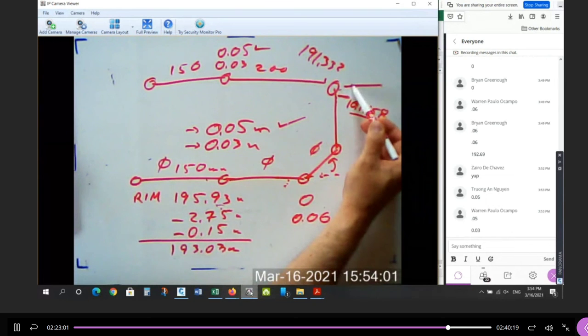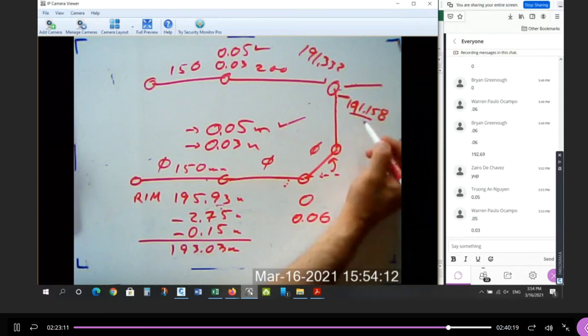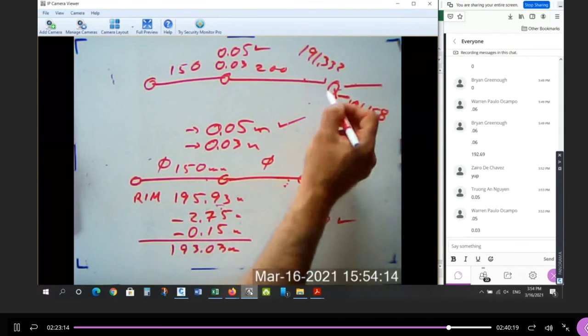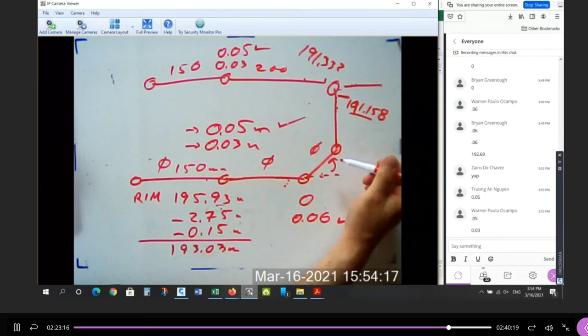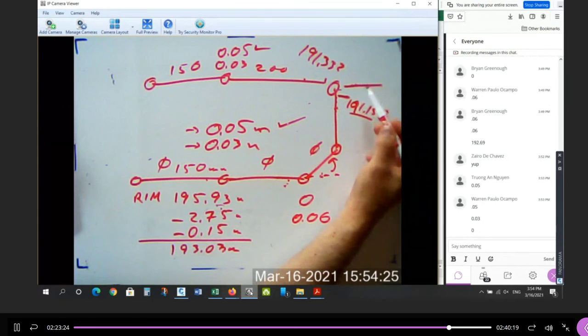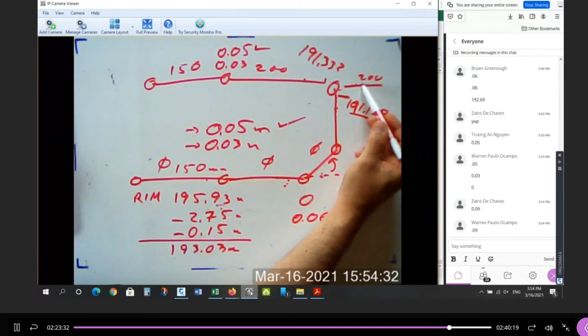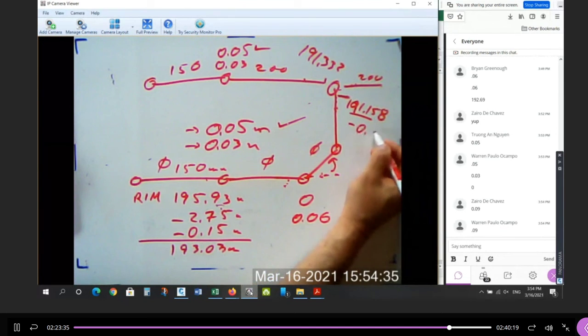How do I get from here to here? There's two ways. Change in direction, change in pipe size. How do I get from here to here? Change in direction, change in pipe size. Whichever one is lower is going to govern, because I have to be lower than both pipes, so the lower pipe governs. So what's the change in pipe size here? This is also a 200, so 0. And the change in direction, drop requirement? 90 degrees. So I want to subtract 0.09 from this invert to get this.